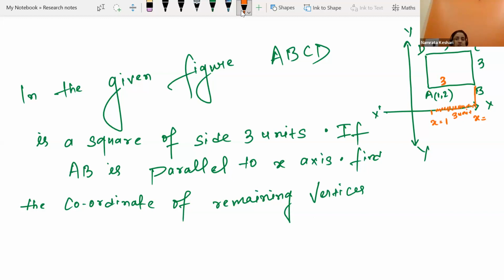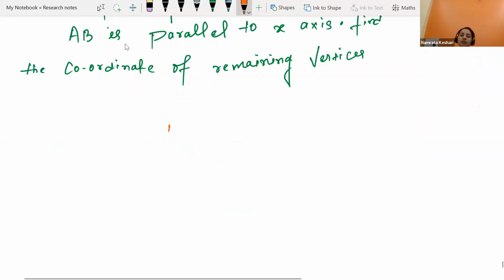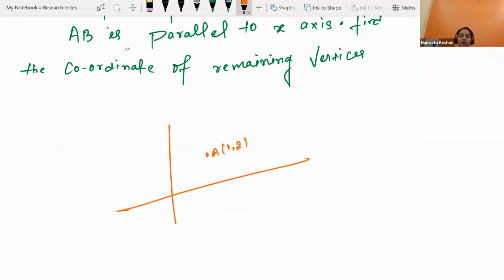Since it is parallel, the distances we can take the same. If you have a random point A whose coordinate is (1, 2), that means here x is 1 and here y is 2. Yes or no? Yes, ma'am.